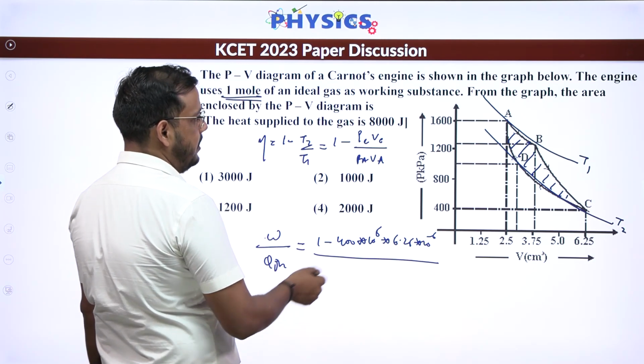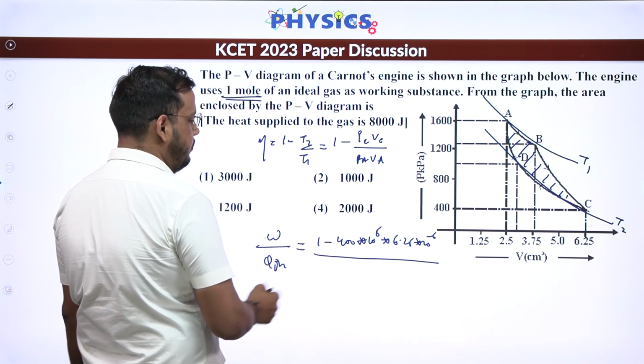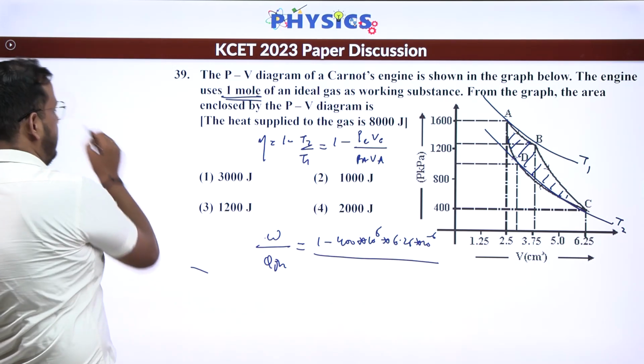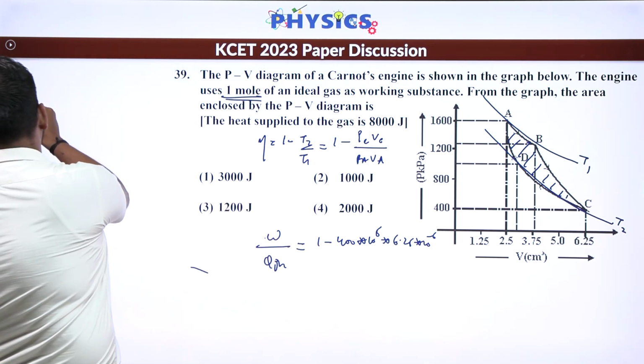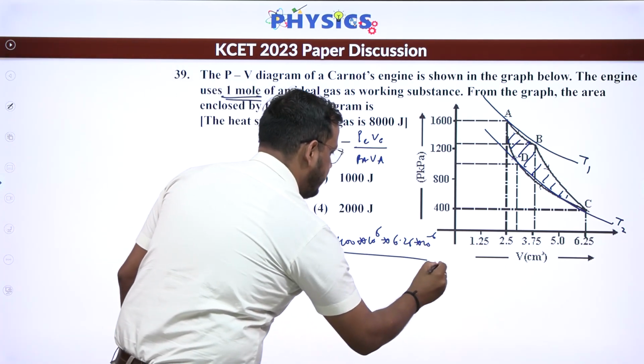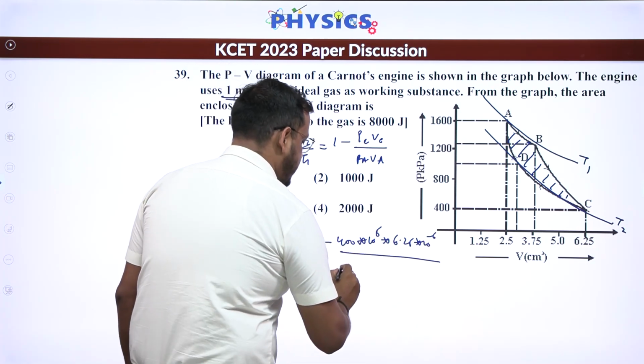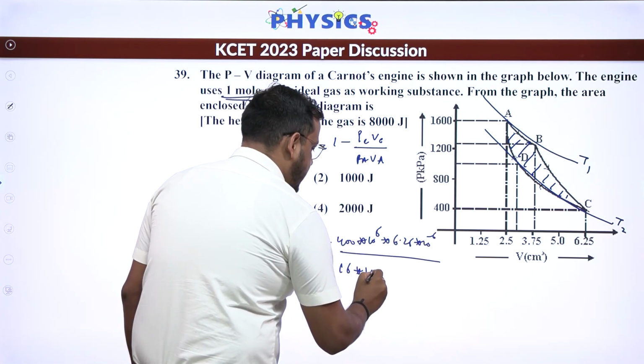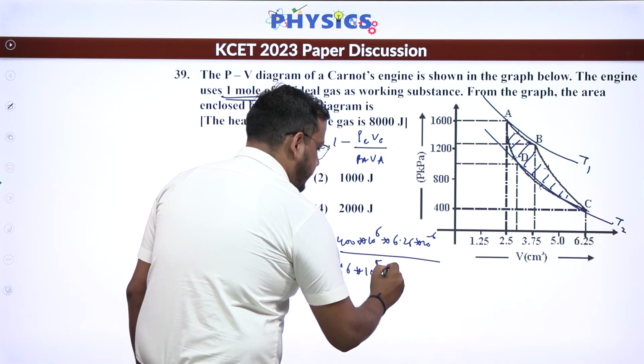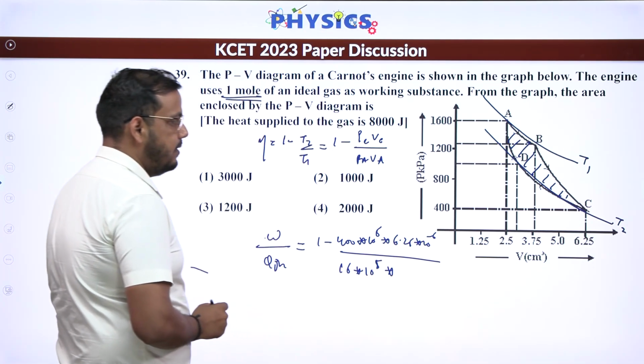Divided by PA into VA. What is the pressure at point A? 1600. So 1600 into 10 raised to power 5.